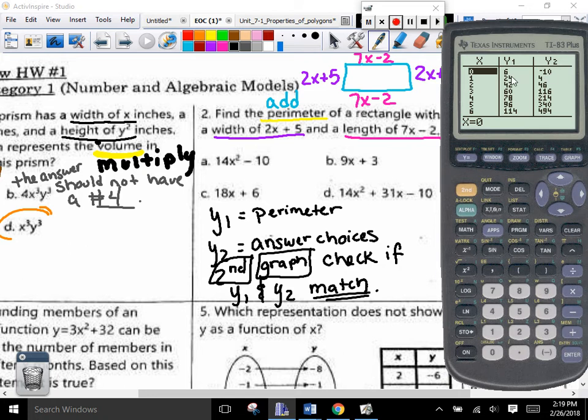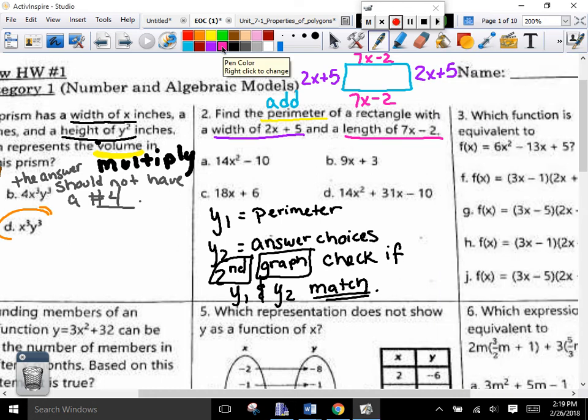I have 6 and negative 10. They're different. 24 and 4, they're different. 42, 46 are different. All of my answers on y1 and y2 are different. So that is not going to be my answer. So what I'm going to do is go back to my problem. I'm going to cross out letter A, and I'm going to say y1 and y2 do not match. That's why it is incorrect.